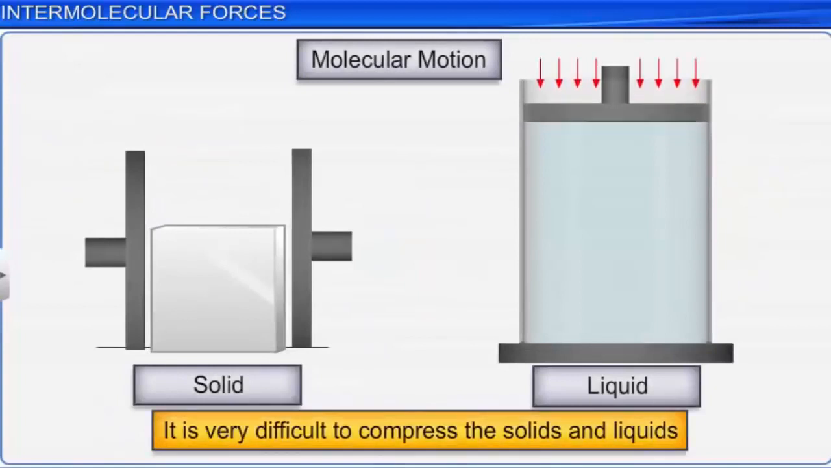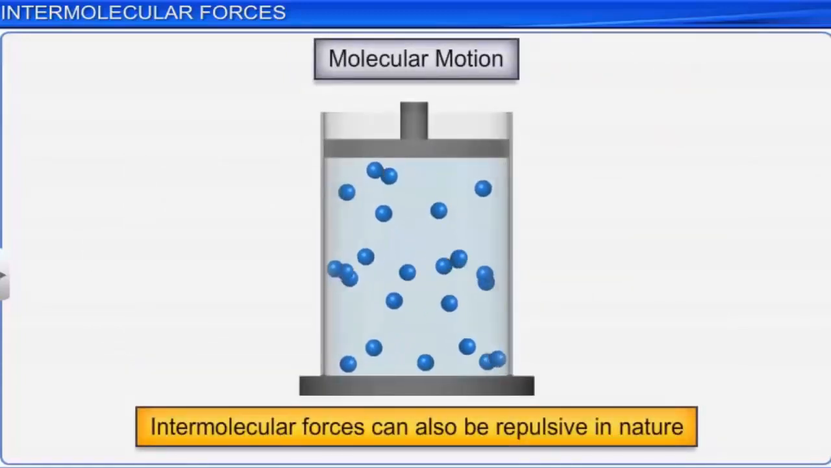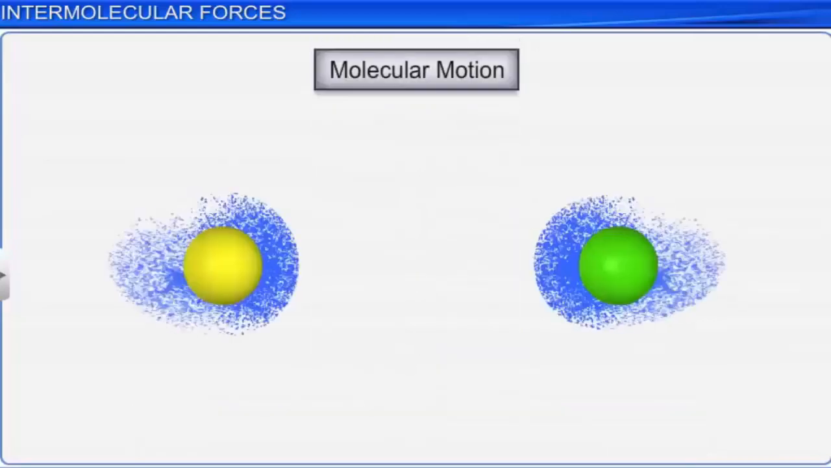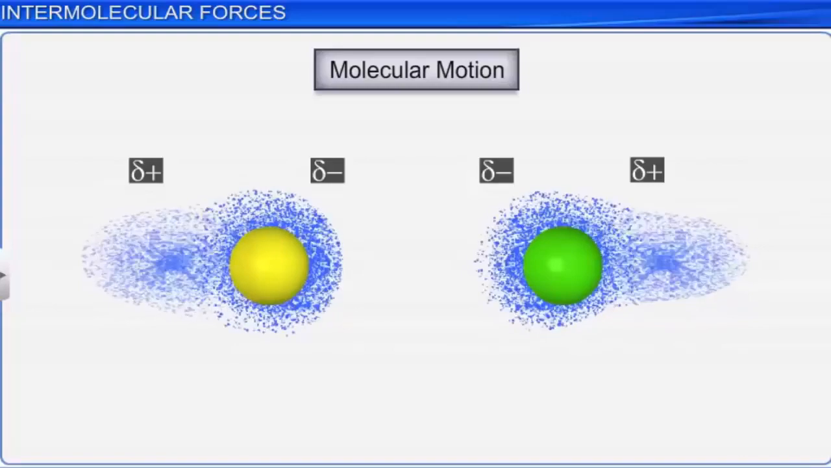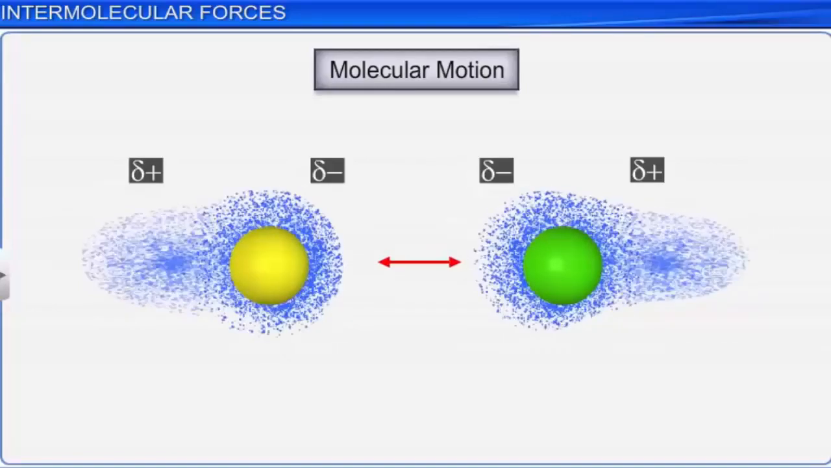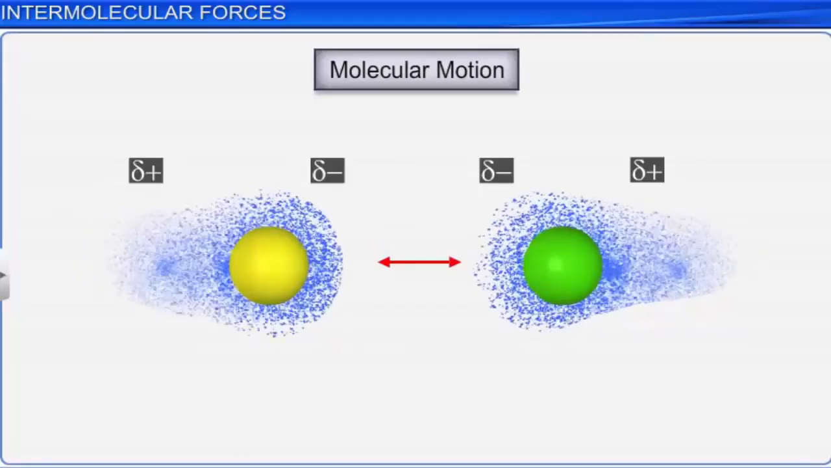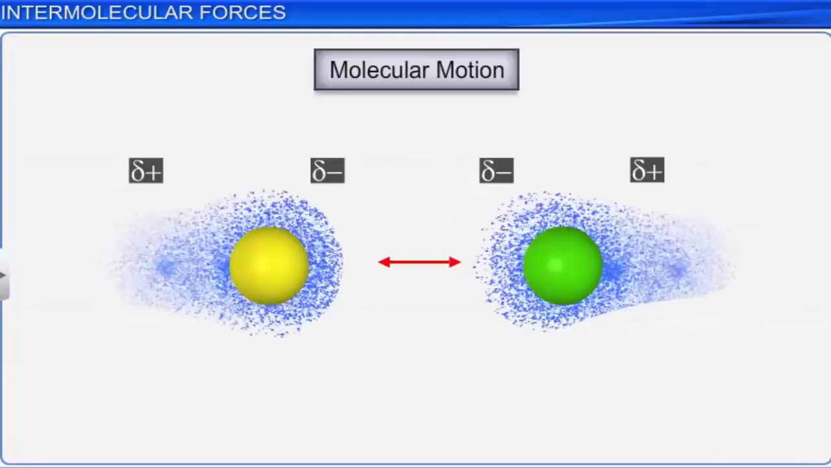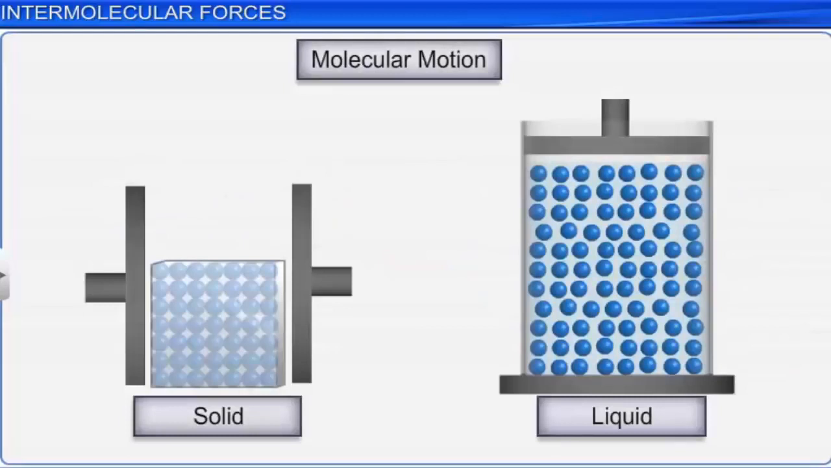Intermolecular forces can also be repulsive in nature. When two molecules are brought closer, the repulsions between the electron clouds and between the two nuclei of the molecules come into play. The magnitude of repulsion increases rapidly with the decrease in the distance between the molecules. In solids and liquids, the molecules are already close to each other, and hence, when we try to compress them, the repulsive interactions would further increase. Hence, they resist compression.